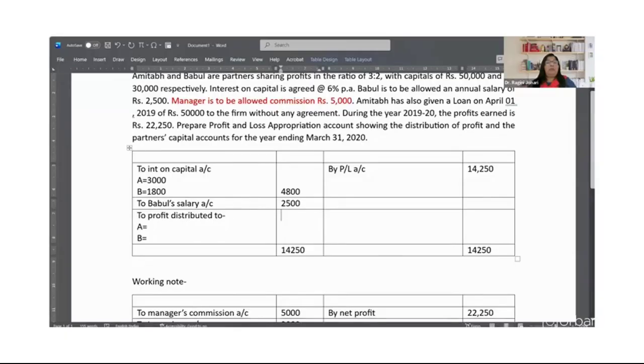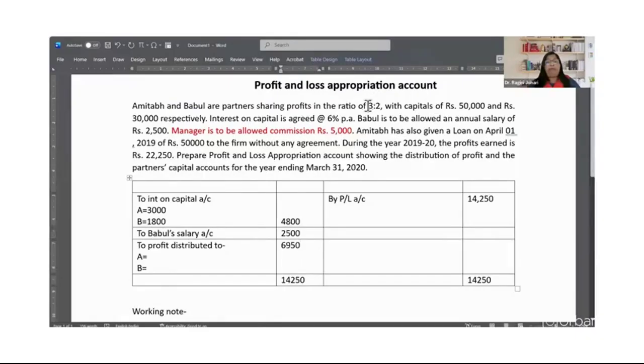Okay, so how much profit have we earned out here? That needs to be understood. From 14,250, I will be deducting 4,800 in interest on capital and 2,500 of Babu's salary. After deducting these two amounts, I get 6,950. Now, this 6,950 will be distributed among the two partners in the ratio 3:2.